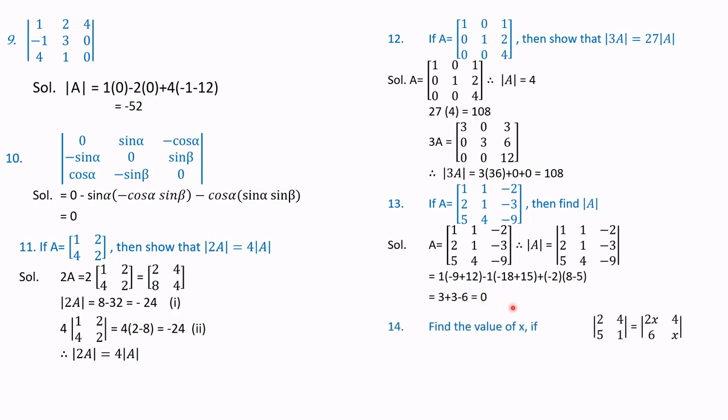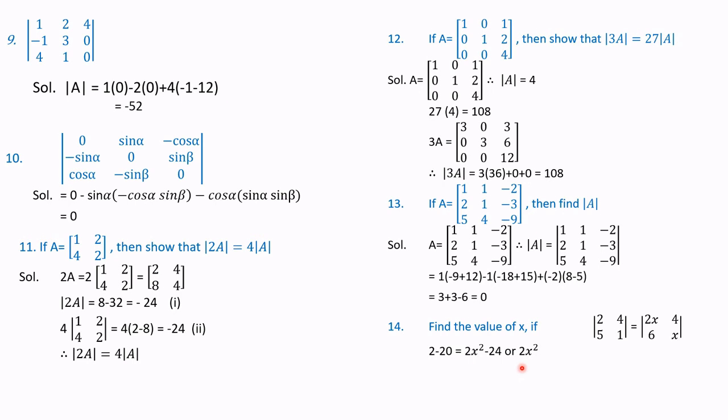So, problem number 14. Find the value of x if the determinant 2, 4; 5, 1 equals the determinant 2x, 4; 6, x. See here, the determinant on the left hand side is 2, 4; 5, 1, equals 2x. x is unknown here in the first row, and in the second row also the element is x. So we have to find this. Let us do it.